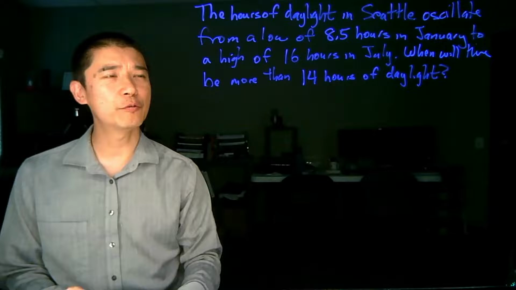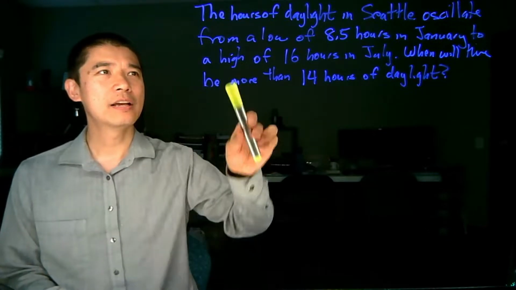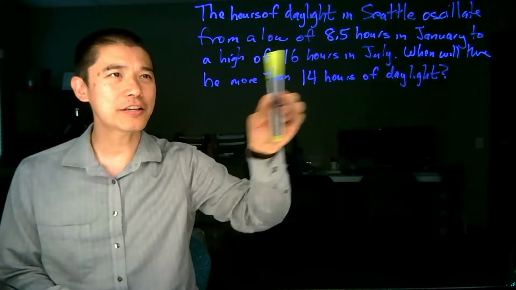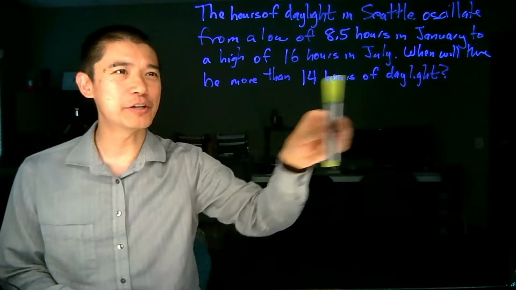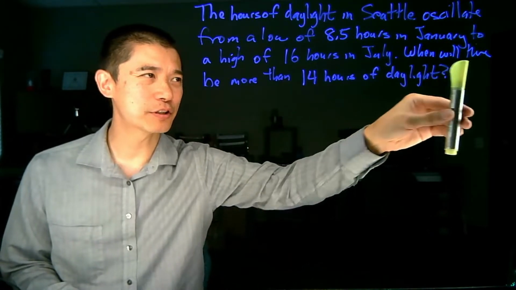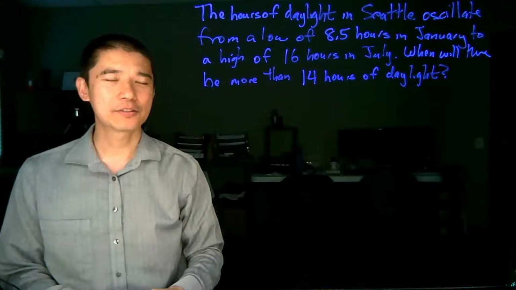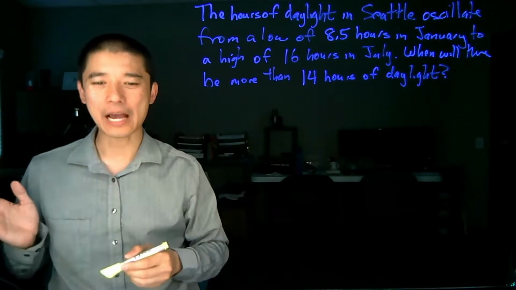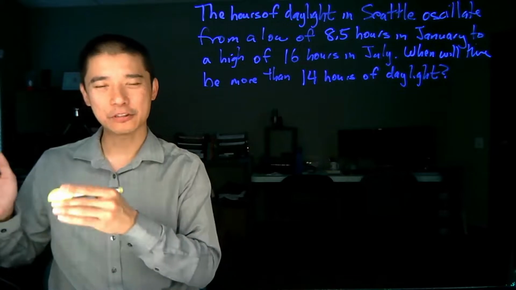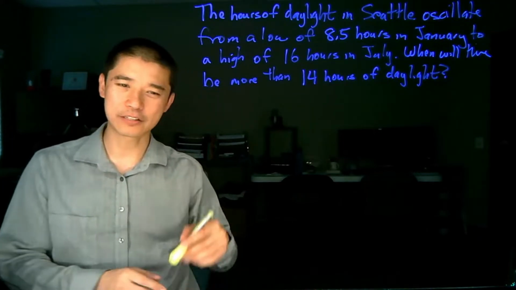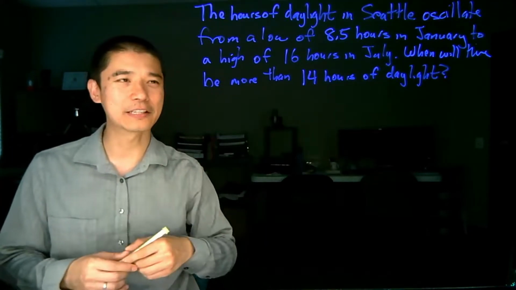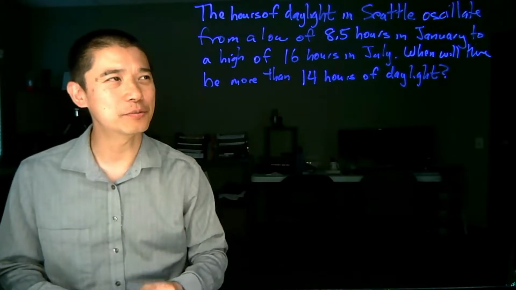So here's an example of a more algebraic word problem. The hours of daylight in Seattle oscillate from a low of 8.5 hours in January to a high of 16 hours in July. When will there be more than 14 hours of daylight? So first of all, we read the words. Do we understand what's happening? Well, in the wintertime, there's less sun, and in the summertime, there's more sun because of how the planet orbits the sun and things like that. So that part is not too bad.